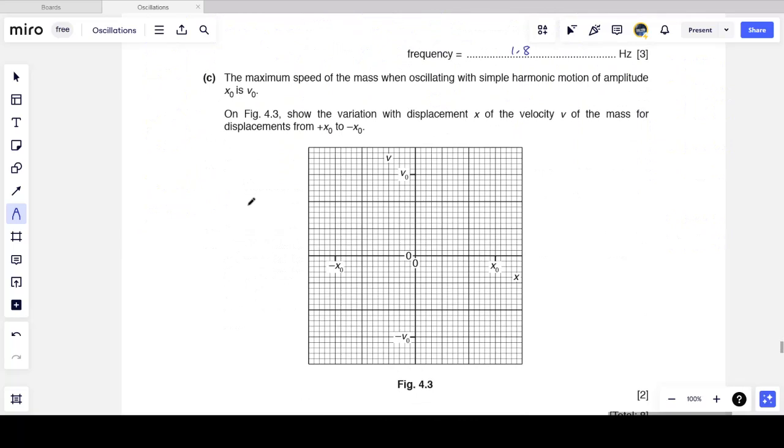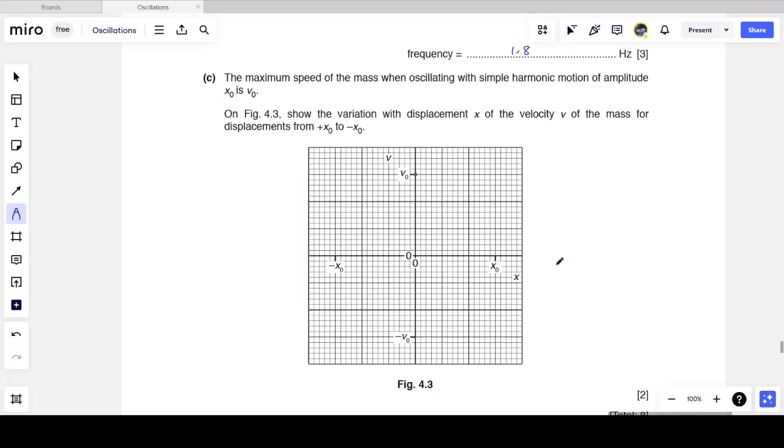We are told then that the maximum speed of the mass when oscillating with simple harmonic motion of amplitude x0 is v0. And we want to show on the figure the variation with displacement of the velocity of the mass for displacements from x0 to minus x0. Now we should already know that the graph of velocity versus position is going to be elliptical or circular, depending on how our object is moving. Some sort of ellipse. And so my maximum velocity happens when there's no displacement, at the equilibrium position. And so when x is equal to 0, I have the maximum velocity.